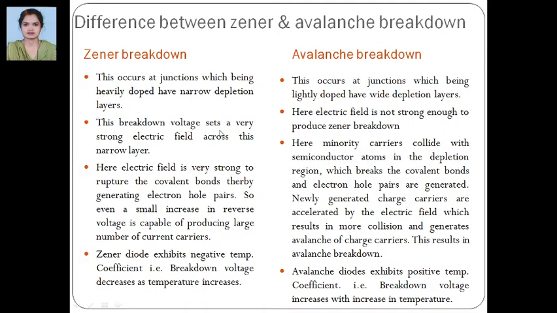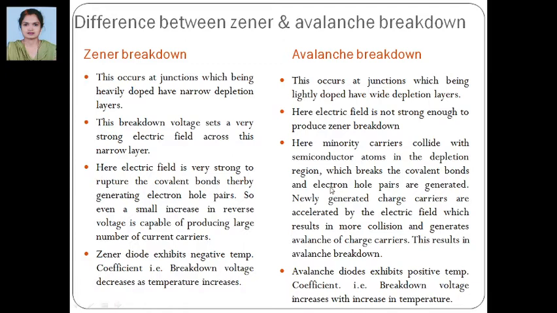In Zener breakdown, the voltage sets up a very strong electric field across this narrow layer. Here in avalanche, the electric field is not strong enough to produce the Zener breakdown. In Zener, the electric field is very strong. Because of this, there is a rupture of the covalent bonds and hence electron-hole pairs are generated. So even a small increase in the reverse voltage produces many more charge carriers.